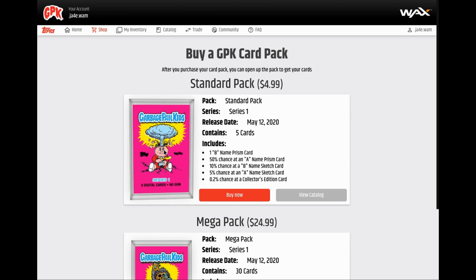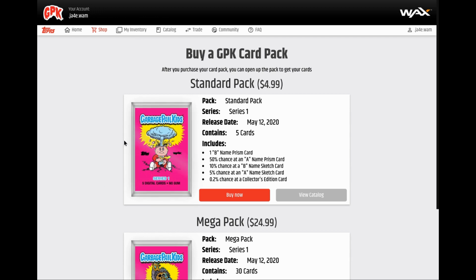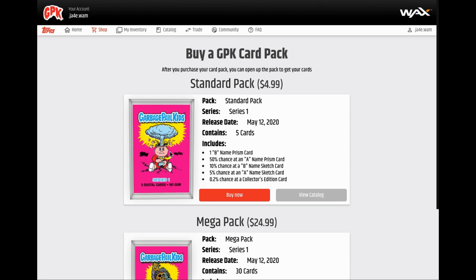I think the most expensive card has been like $5,000. But there are people who collect these things in real life, and there are hundreds of different cards. They've gone through various different series. The first version being released on Wax is series 1. These were the original cards that came out back in the day, and the digital versions are exactly the same as the physical versions.